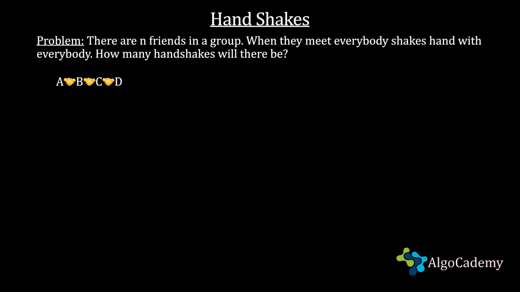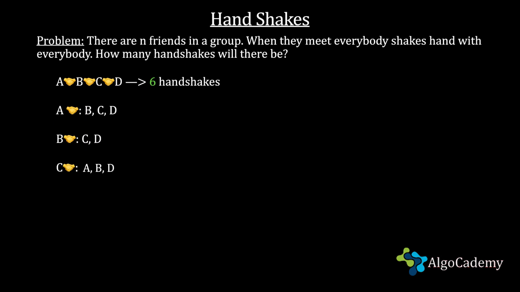Let's note the friends with A, B, C, and D for simplicity. The answer for this example is 6, but let's see how we get this number and what it actually means. Firstly, A is going to shake hands with all the other 3 friends, B, C, and D. Then B should technically shake hands with all the other 3 friends, A, C, and D, but because he already shook hands with A at the previous step, he's not going to do this a second time, so he only shakes hands with C and D.